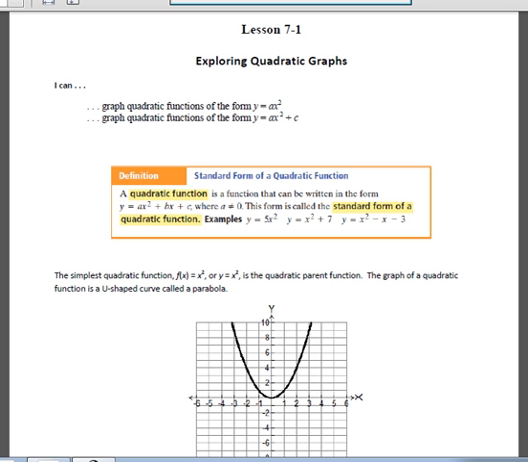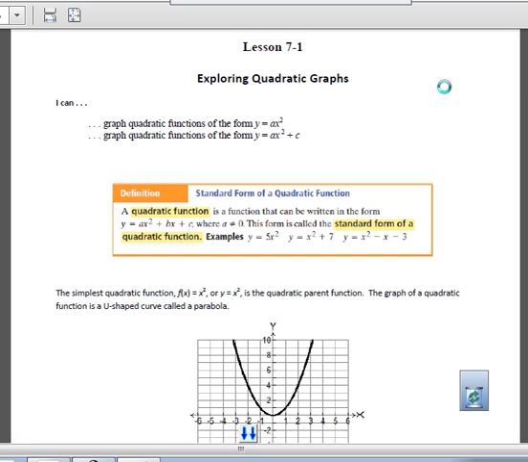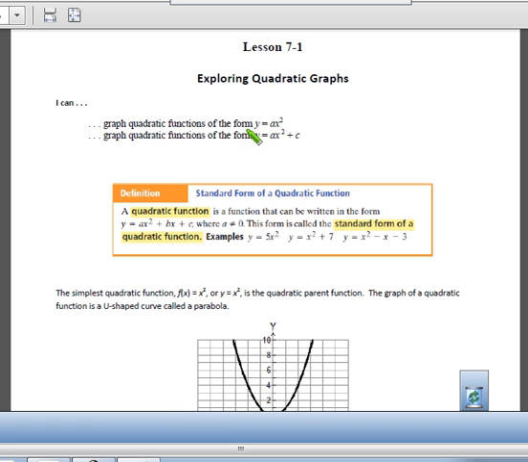The learning targets. I can graph quadratic functions of the form y equals ax squared. So that's going to be the first thing I'm going to highlight, or you can underline. And then the other target, I can graph quadratic functions of the form y equals ax squared plus c. So basically the same thing, except the second one is adding a constant to the function.